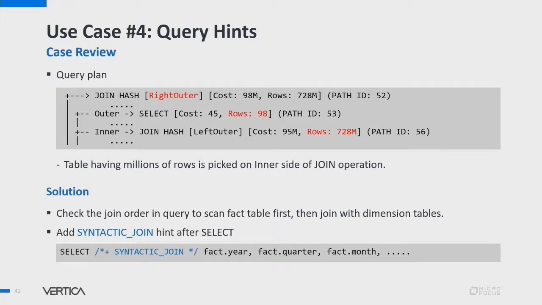Unfortunately, the optimizer makes a non-ideal query plan if the query is very complex. You can see the optimizer picks the larger table on the inner side of the join operation. To solve this issue, we have the option to use a query hint. With a syntactic join hint, the optimizer enforces the query's join order exactly as specified.